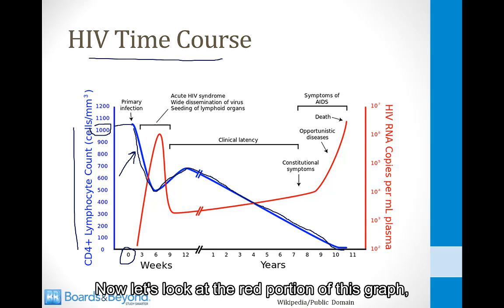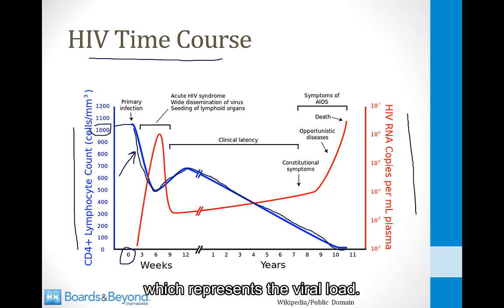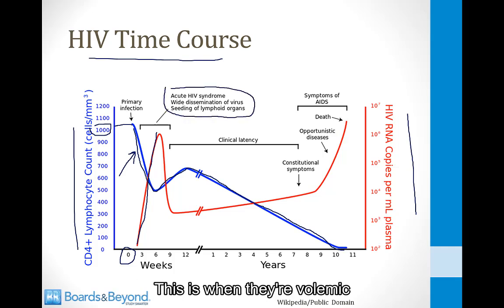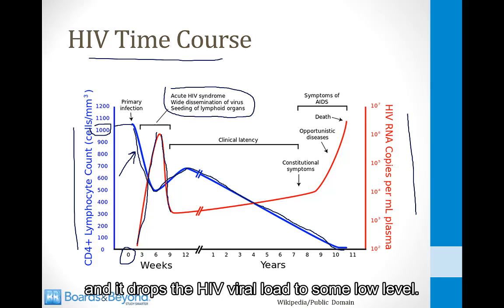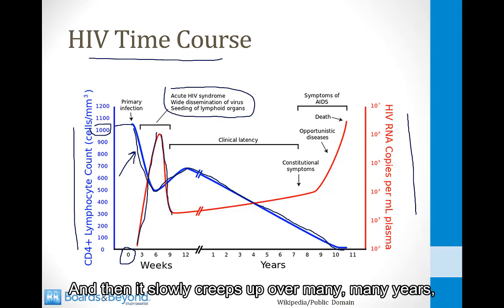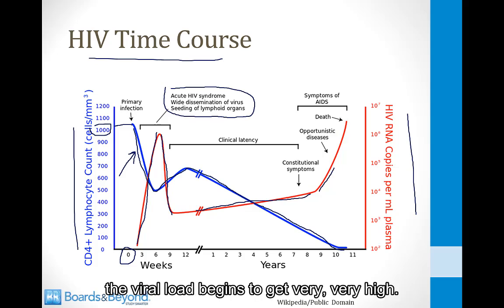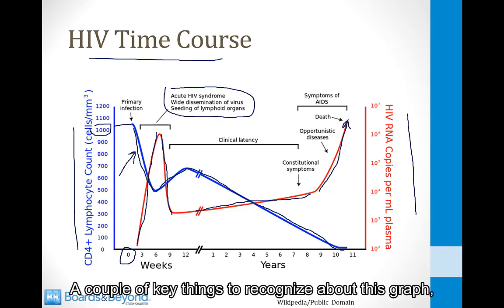Now let's look at the red portion of this graph, which represents the viral load. Initially, it's very low, but then it shoots up quite high, and when it gets really high, this is when the patient can potentially get those acute HIV symptoms. This is when they're viremic and they can have that flu-like illness. Now the body begins to fight back, and it drops the HIV viral load to some low level, and then it slowly creeps up over many, many years, and then when the patient develops AIDS, the viral load begins to get very, very high.